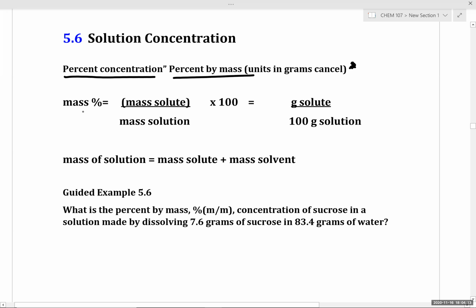And mass percent or percent by mass is formally defined for a solution as the mass of solute, which is the minor component, over the mass of solution, which is the total mass. The mass of solution is found by adding up the mass of the solute and the solvent. Does that make sense to everyone so far?